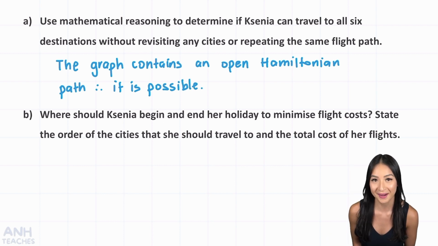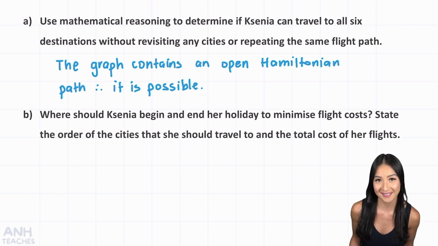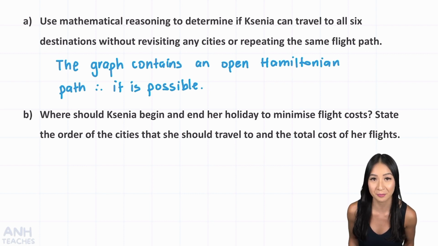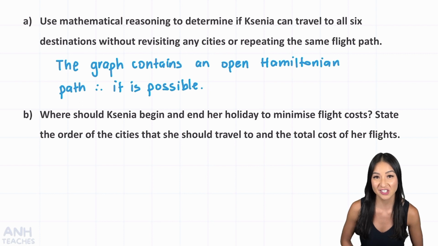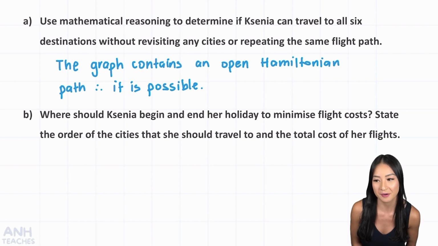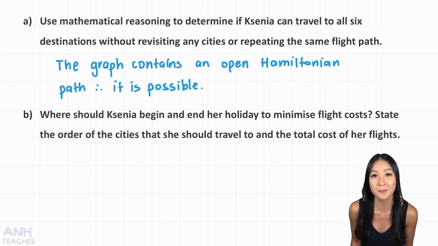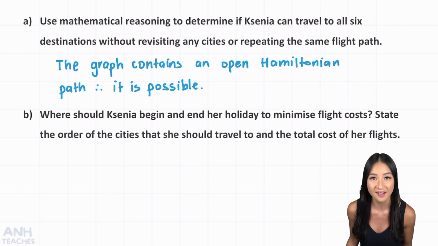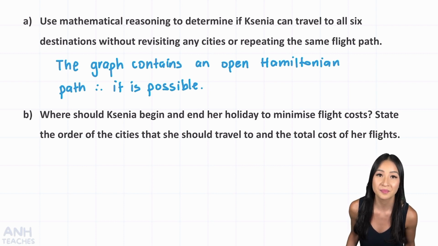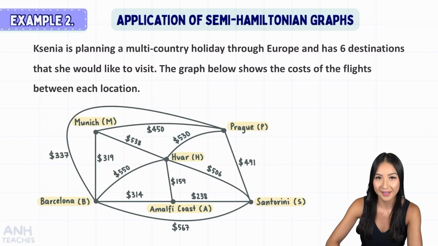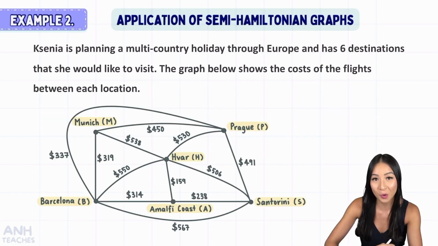So moving on to part B now. Where should Ksenia begin and end her holiday to minimize flight costs? State the order of the cities that she should travel to and the total cost of her flights. Now, this question is actually quite difficult. The traveling salesman problem that I referred to earlier actually doesn't have a defined solution or a defined algorithm to find the solution, because there are so many different possible combinations to consider to be able to find the minimum Hamiltonian cycle.